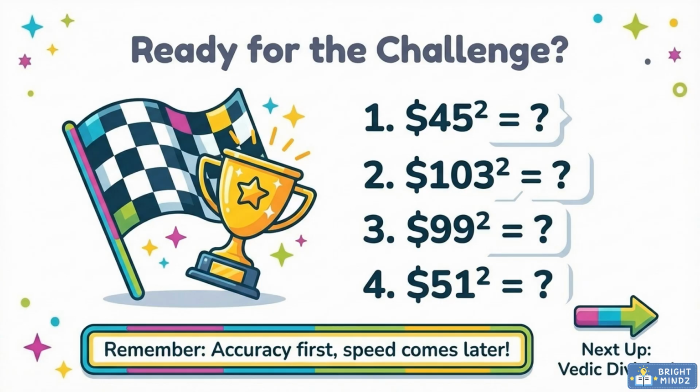Let's finish with a quick power test. Use the patterns you've learned. For numbers ending in 5, multiply the front by the next number and add 25 at the end. For numbers near 100, think 100 plus or minus and apply the base method. Work each answer carefully, then replay and try again faster. Accuracy first, speed is just a bonus.